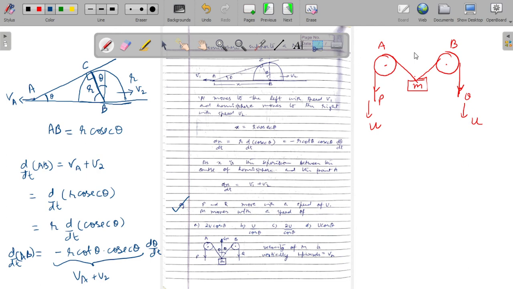We are given that this angle is some theta. Both these angles are theta. So what about strings, right? When we talk about strings, how to think about strings? For strings, we'll be thinking in the same idea, that velocity of all the points on the string must have the same velocity along the string.